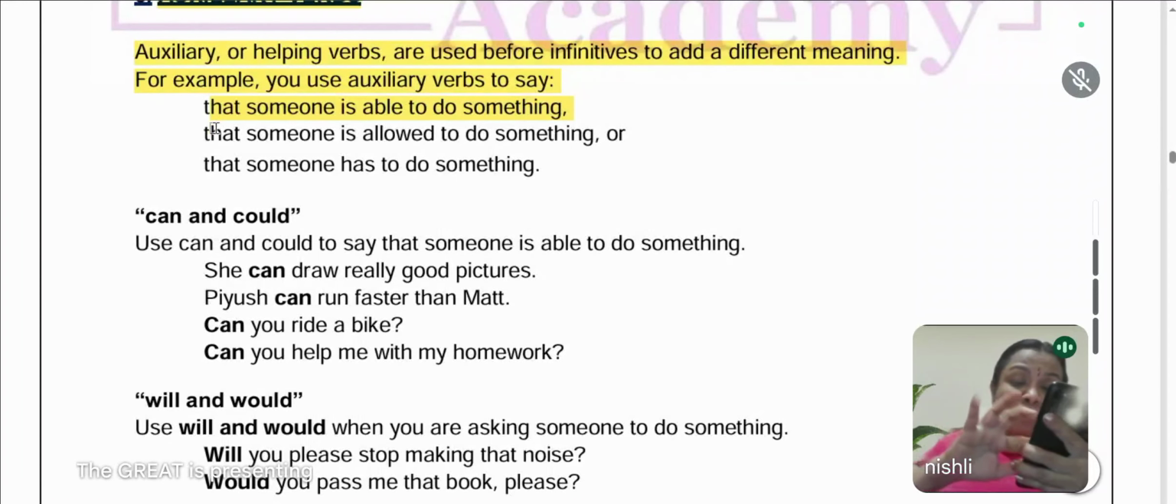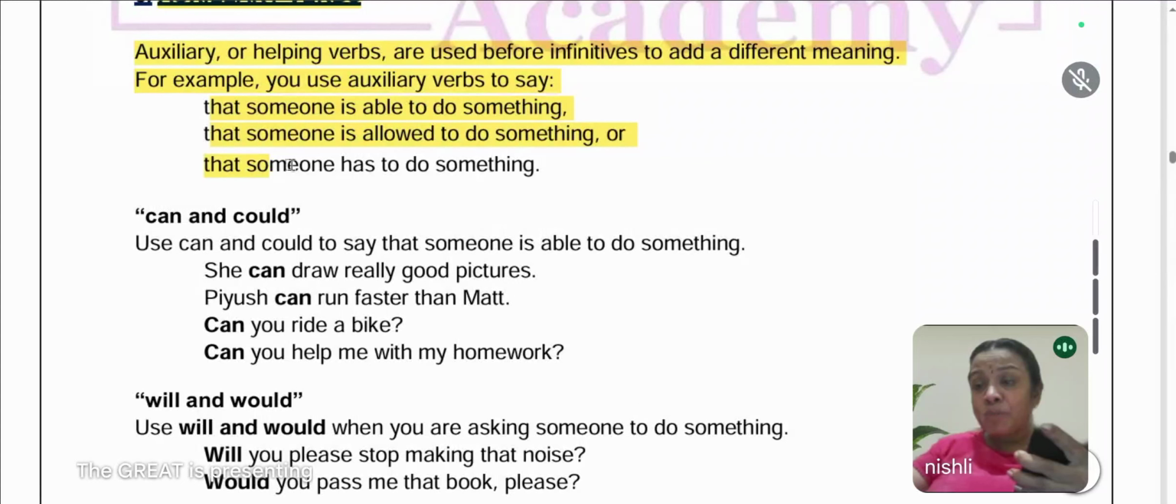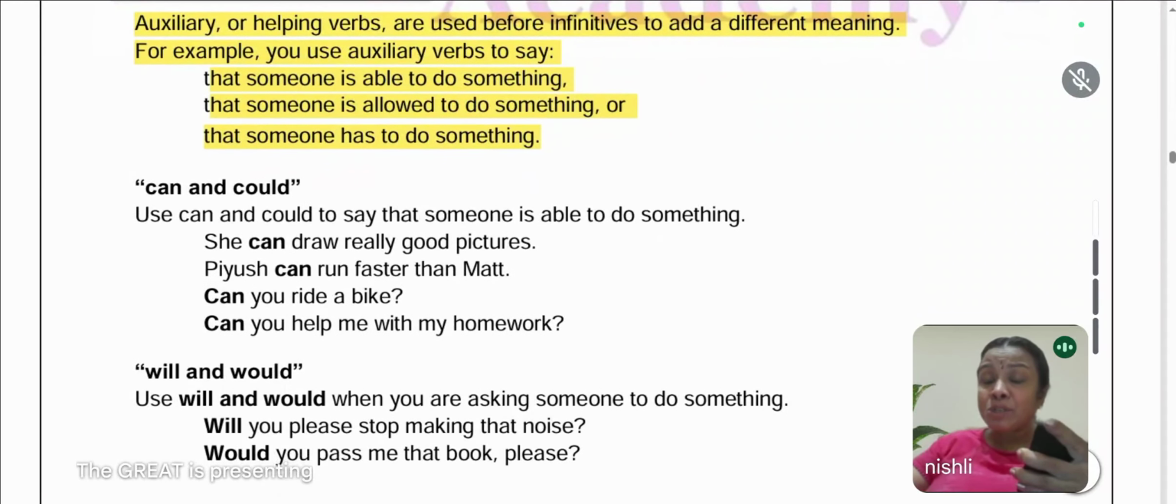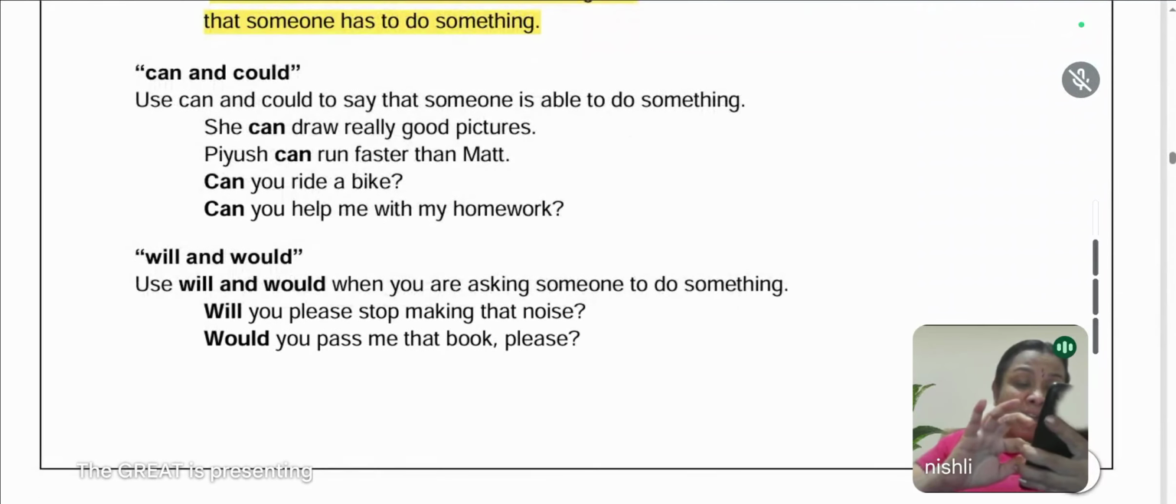That someone is allowed to do something, or can be allowed to do. She can go. She can go means you are granting permission for somebody to go. She can leave now. So what does that show? You are granting permission to somebody to leave a place, or that someone has to do something. Okay, so that is can and could.